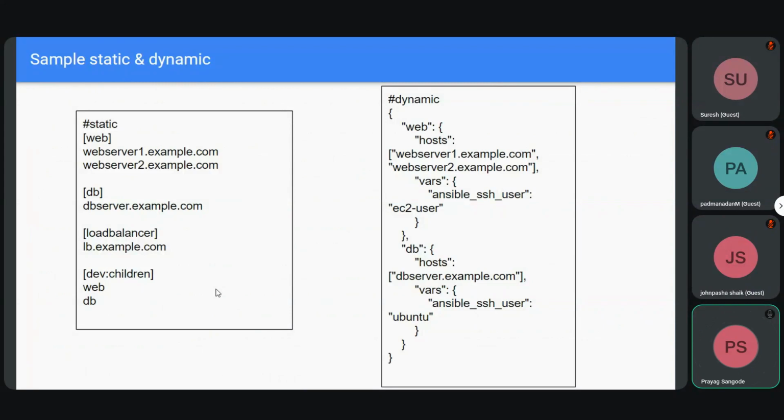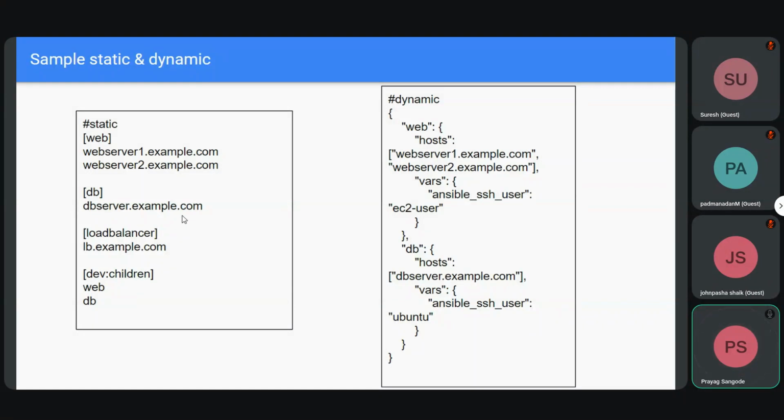We also need to write an inventory file, static or dynamic. This is how the static inventory file looks. Static means we have to write it manually. Here we are defining a web group. Whatever is in square brackets is a group. A group can contain one or more hosts. So web is a group, and in that we have webserver1 and webserver2. DB is another group which has a DB server.